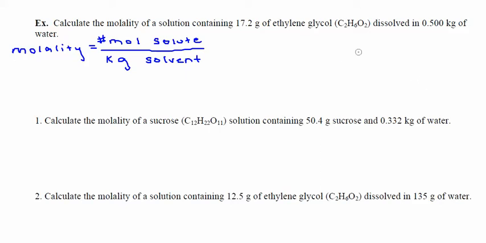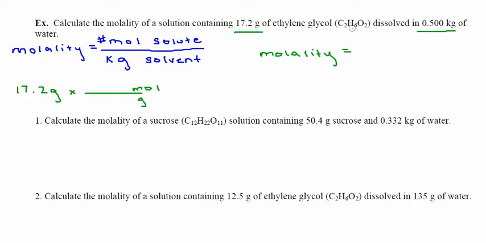It asks me to calculate the molality of a solution if it has 17.2 grams of ethylene glycol dissolved in 0.500 kilograms of water. So I'm calculating my molality right now. First, I need to find the number of moles of my solute. This is my solute. I know the number of grams, which is 17.2 grams. I need to convert that into moles, so I'm going to put grams on bottom, moles up top.